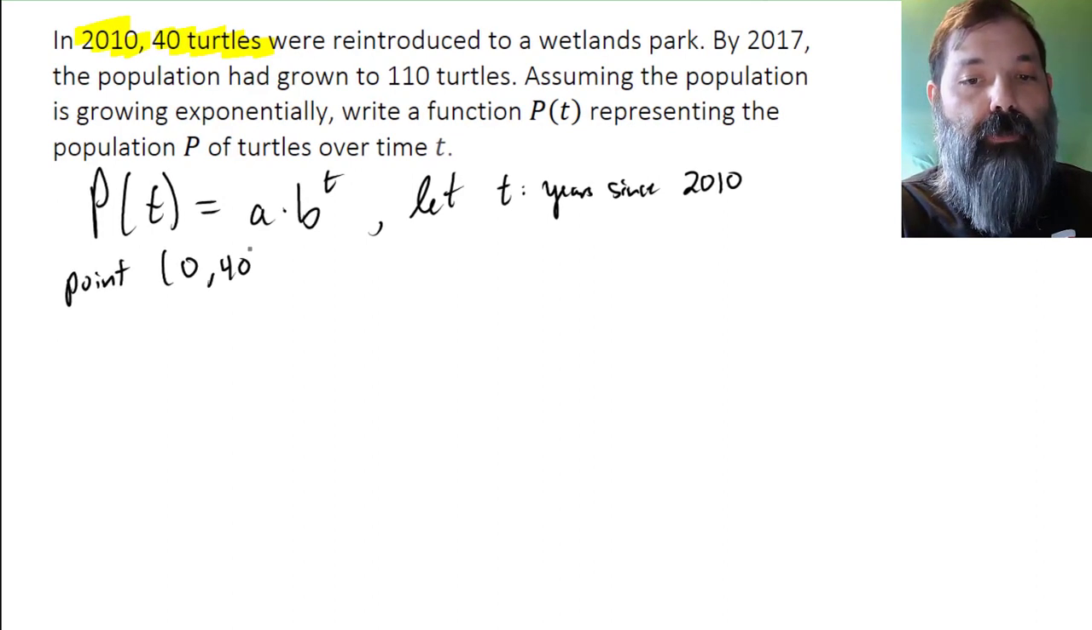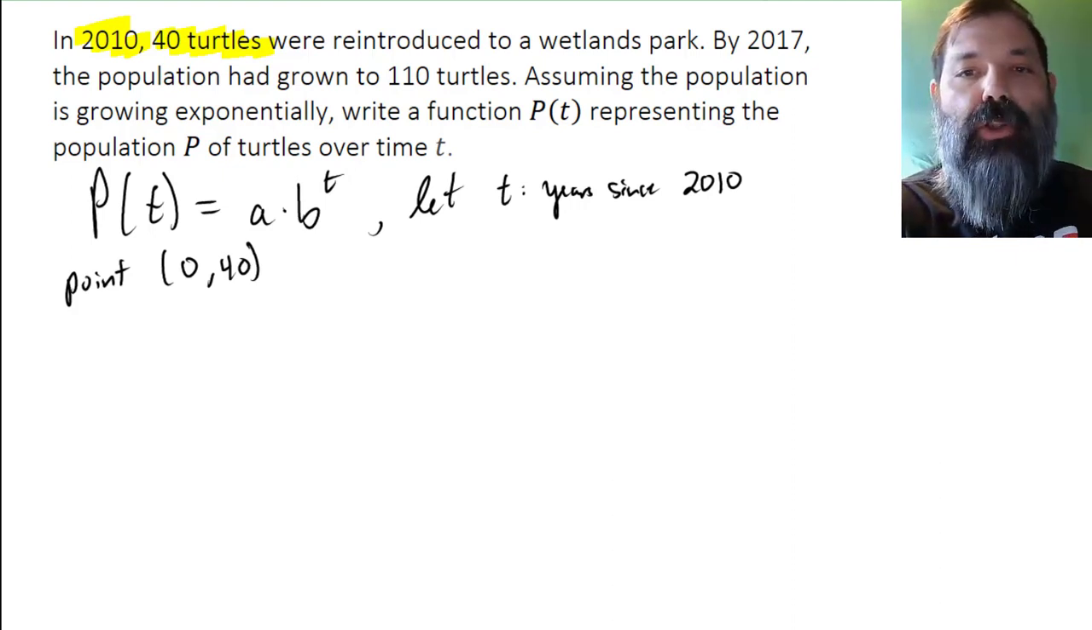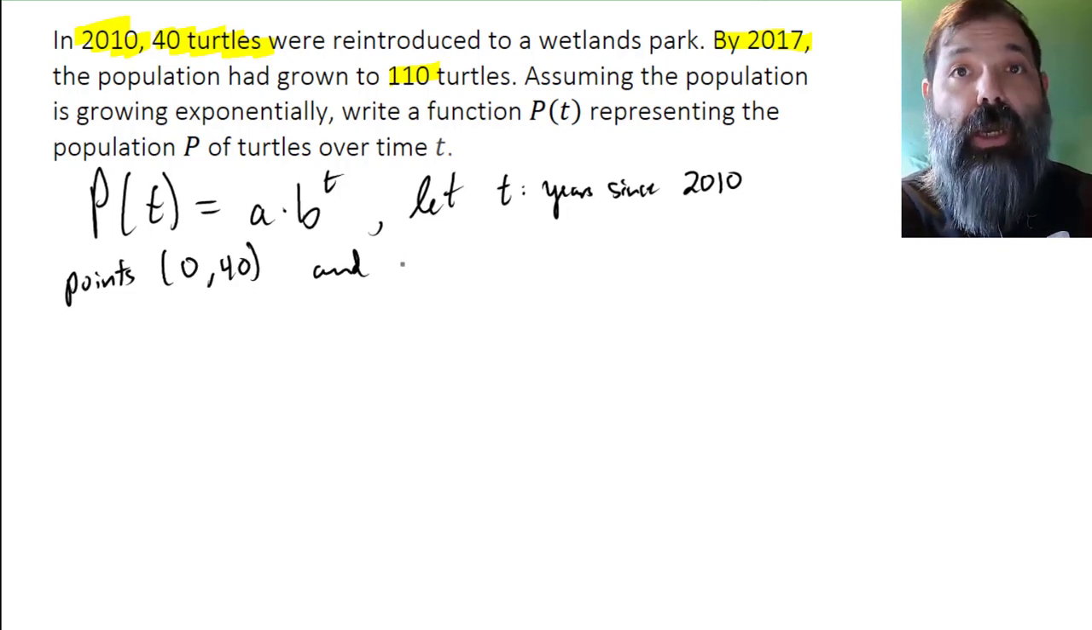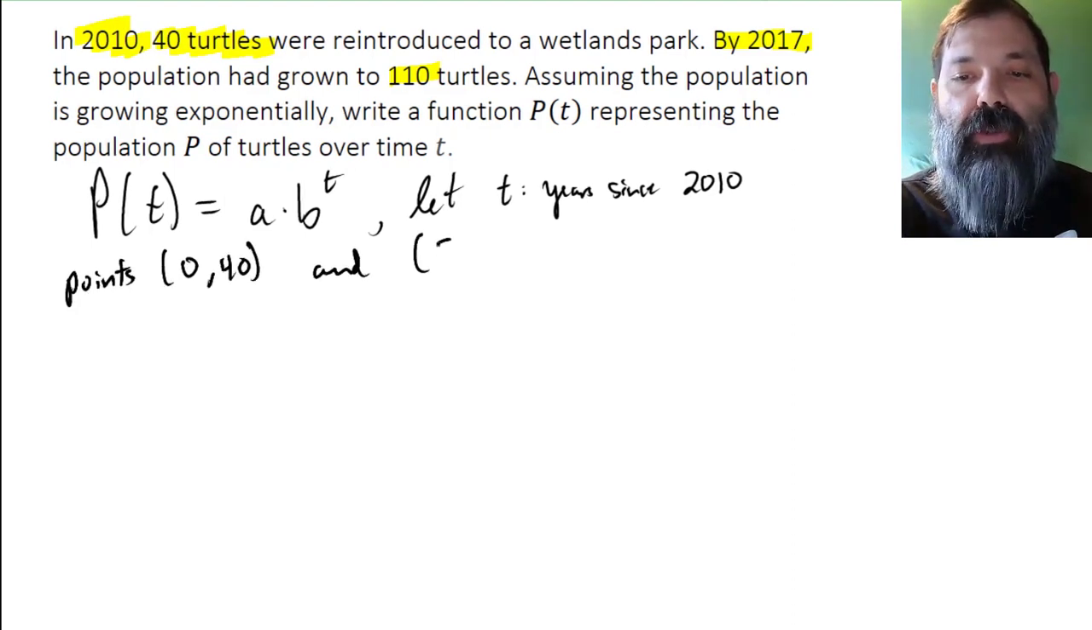0, 40. The curve must pass through the point 0, 40, and then we also have the point in 2017, the population had grown to 110 turtles, and since t is the time in years since 2010, and 2017 is 7 years removed, we have the point 7, 110.